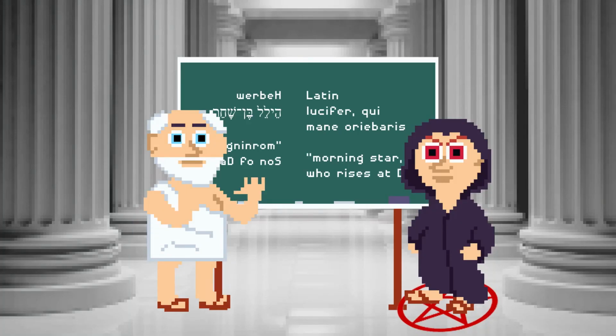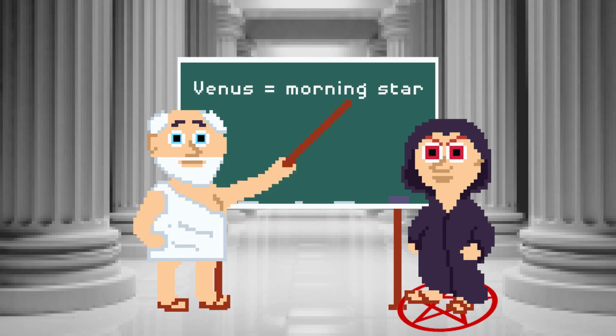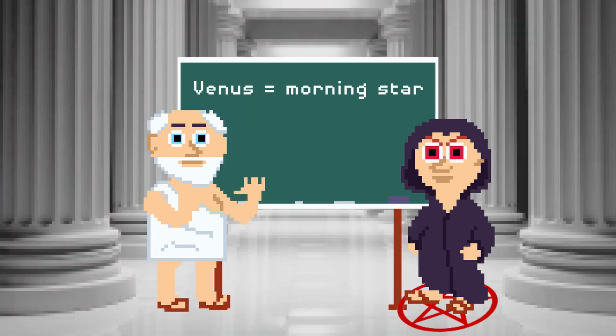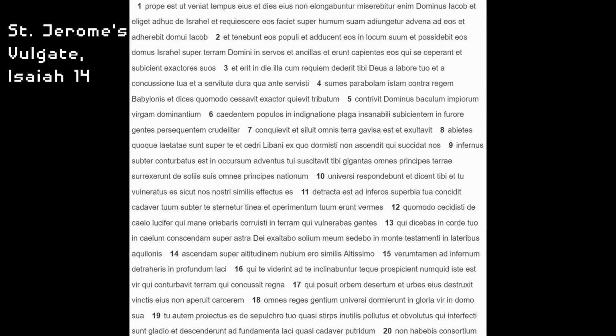Now, Jerome didn't invent the word Lucifer here. It was a common way to refer to the planet Venus, which is often called the morning star because at certain times of the year it's the last quote-unquote star still visible in the morning sky as the sun rises. So that's the translation part. Here's the misinterpretation part. This passage isn't talking about the devil.